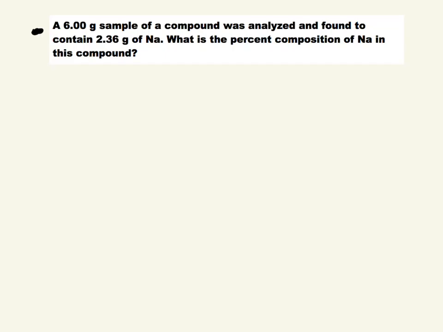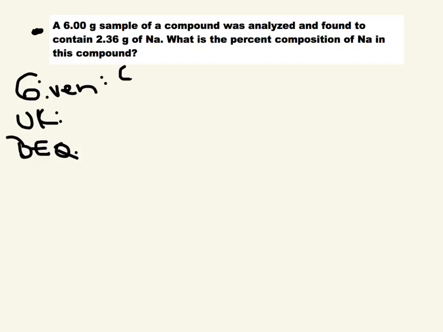Like any other problem, we would write down a given, an unknown, and a basic equation or pathway. We are given two different things here. We've got a 6.00 gram sample of a compound, so the compound itself is 6.00 grams in total, containing sodium and whatever other substances it might be made of. You also have another mass, which is 2.36 grams of sodium.